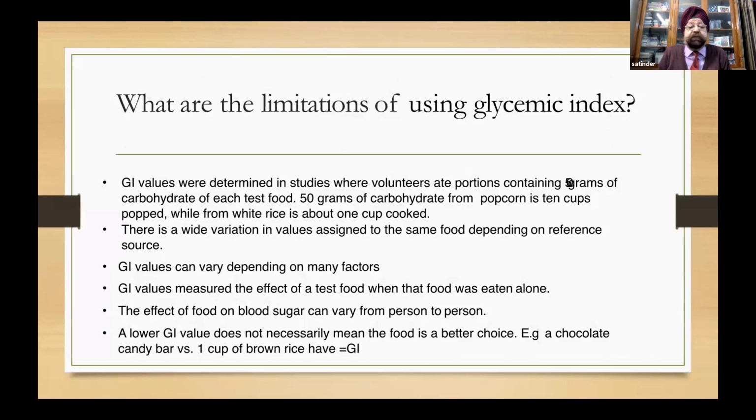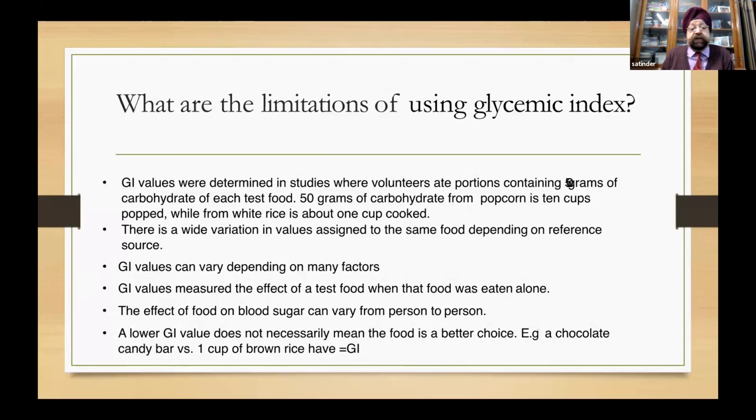GI values can vary depending on many other confounding factors. GI values measure the effect of a test food when that food was eaten alone. When you take food, it is usually not alone, and these other foods together would affect the GI of a product. The effect of food on blood sugar can also vary from person to person. So with the same amount, same glucose, the person to person variation is also there. It also has to be thought of.